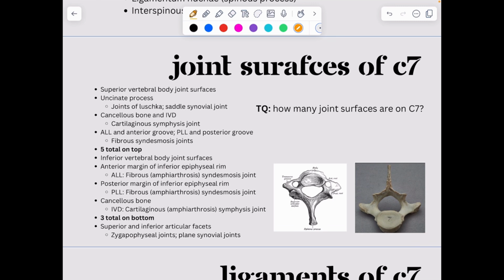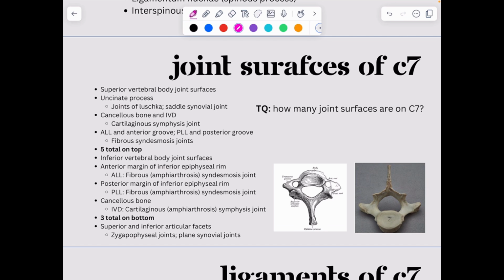The inferior vertebral body joint surfaces are the anterior margin of the inferior epiphyseal rim, which is where the ALL attaches, the posterior margin, which is where the PLL attaches, and the cancellous bone, which is the intervertebral disc. So there's 3 total on the bottom. And then we also have the superior and inferior articular facets. Once again, do not forget these. They still exist. And these are our zygapophyseal joints, our plain synovial joints.